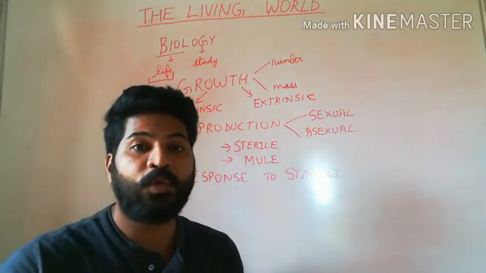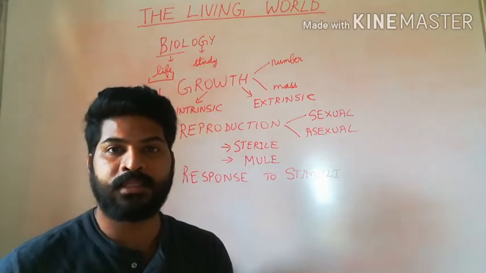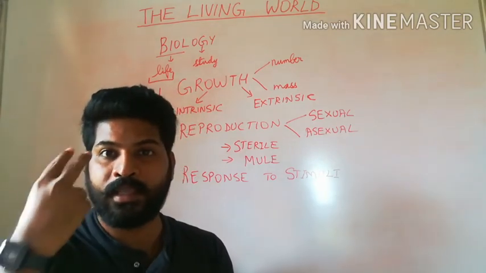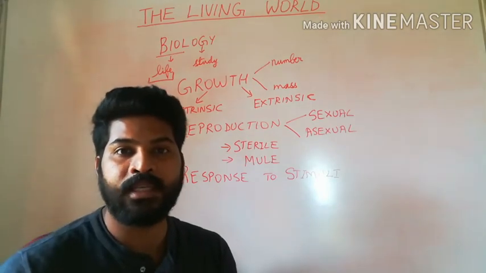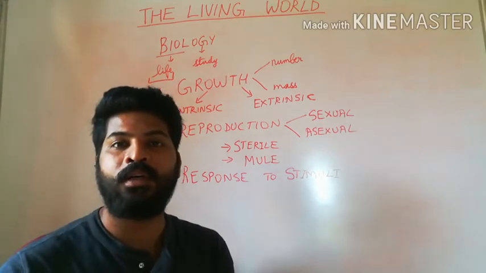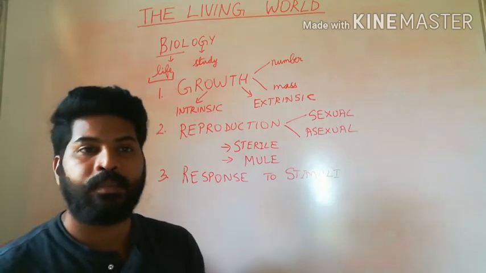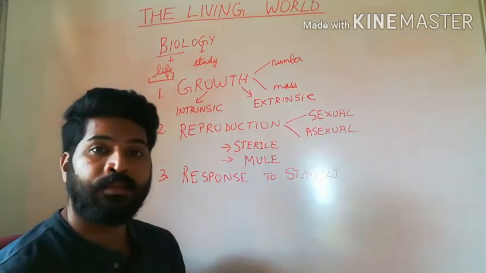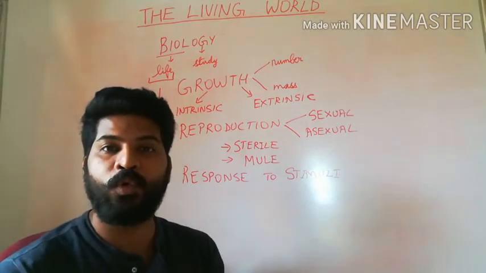Organisms are able to sense their environment. For example, human beings, we have 5 sense organs. We can see, we can hear, we can smell, we can taste, and we can touch. That is how we interact with the environment and also with other organisms. Similarly, plants can respond to sunlight, to water.